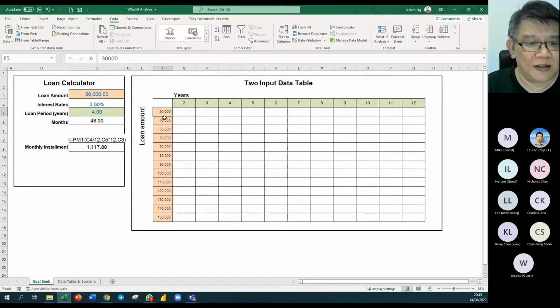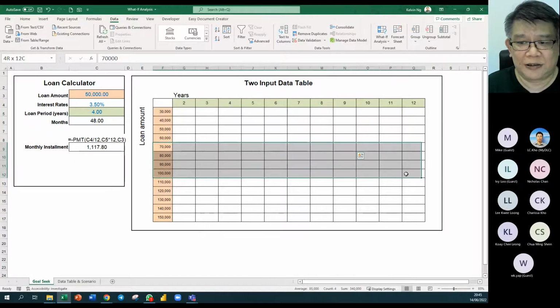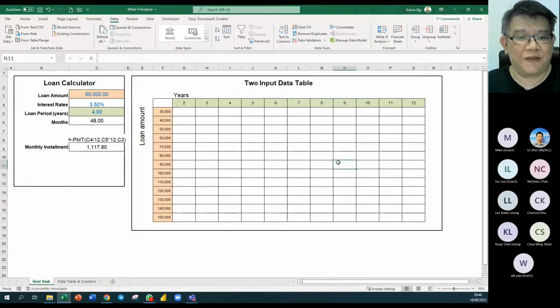And then you have 30,000, 40,000, 50,000. Each and every number here, the loan amount, you replace it in C3. So your customer was asking about this, right? And 7, 8, 9 years, over here until this part here. And then he also wants to know until here. So this darker gray area is the answer that you're supposed to provide to this customer. Okay, so just to give you some idea.